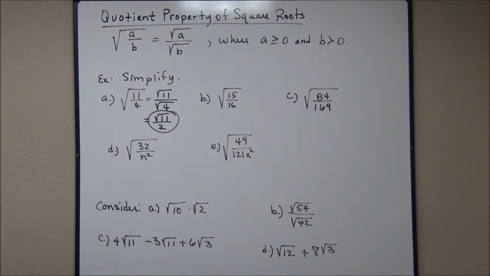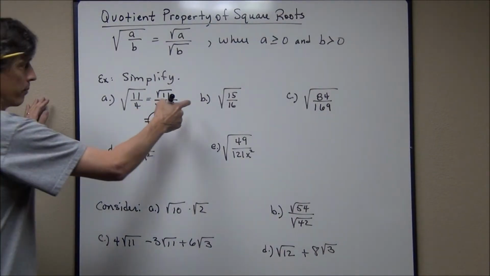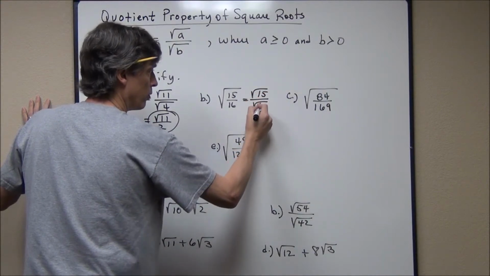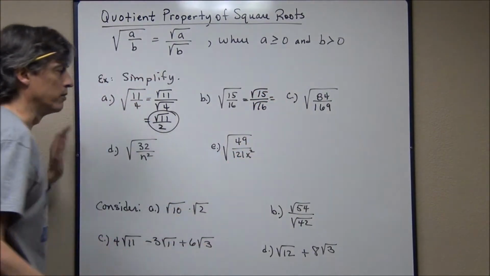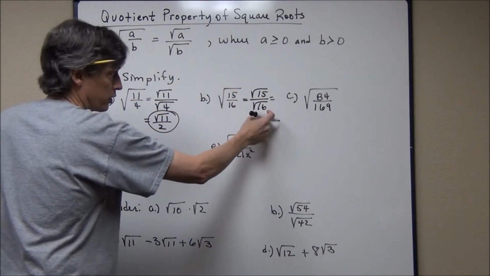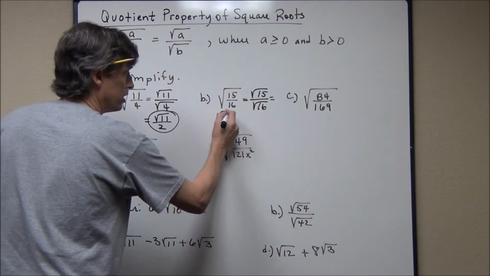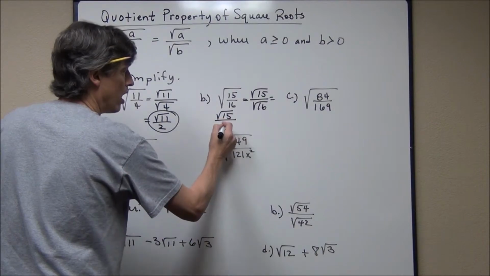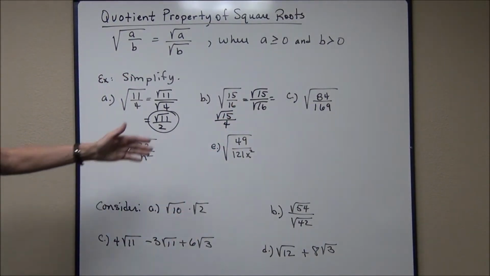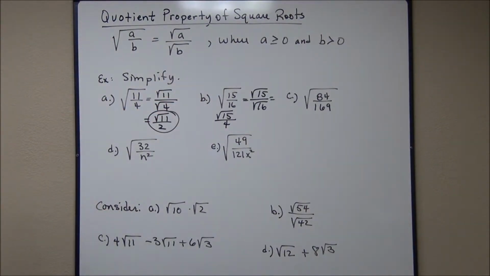That's simplified. Very similarly, part B here, this is the square root of 15 over the square root of 16. And if we're really, really lucky, the denominator is a square root of a perfect square, which it is. I can write this as the square root of 15 all over 4, because the square root of 16 is 4. Now 15 doesn't have any perfect square factors, so it doesn't simplify.